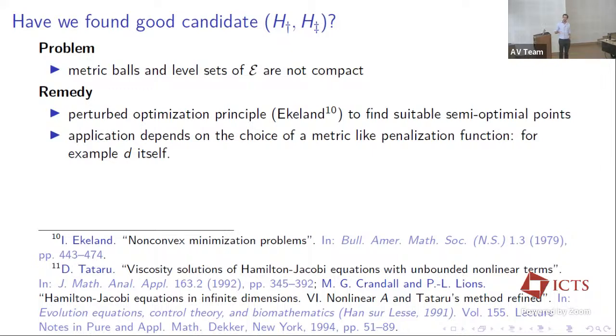He introduced a method to find semi-optimal points. So you have a point that is almost optimal, and then Ekeland found the method where you slightly perturb the function you want to optimize with, let's say, the metric itself. So not the metric squared, but the metric. And then you can find an optimizing point very close to your almost optimizing point. This is technical, difficult analysis. I'm not going into it.